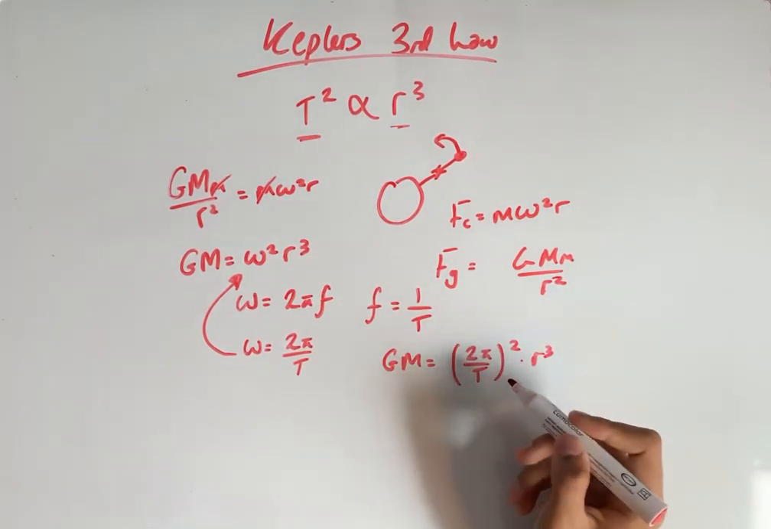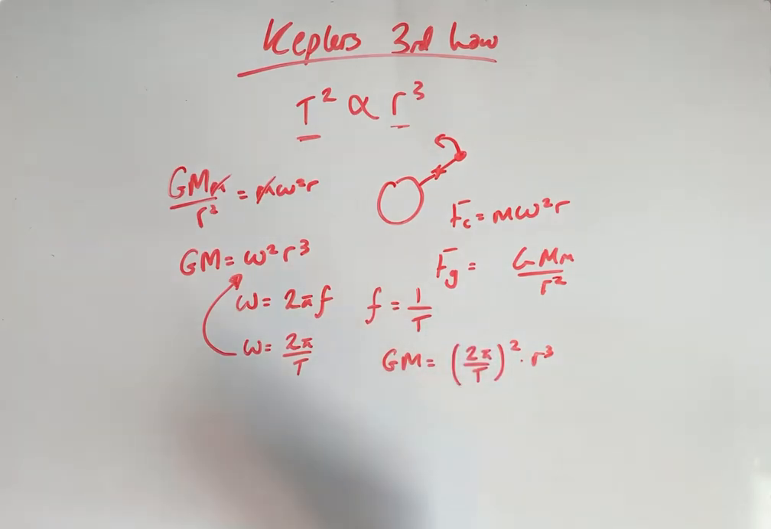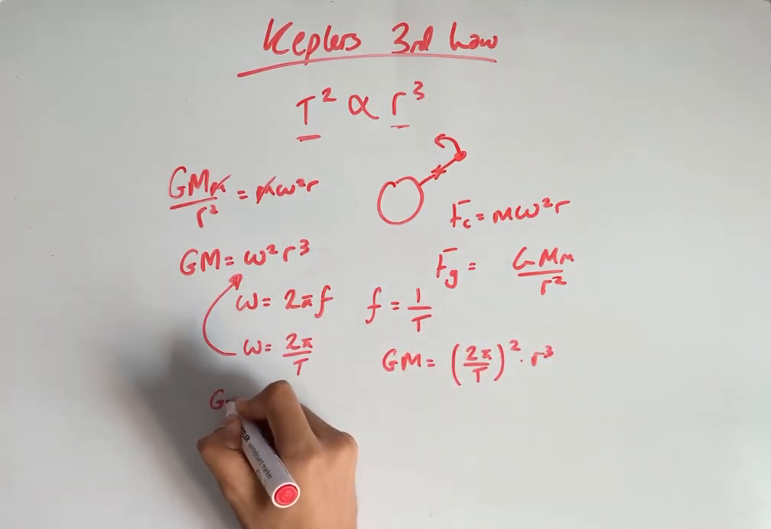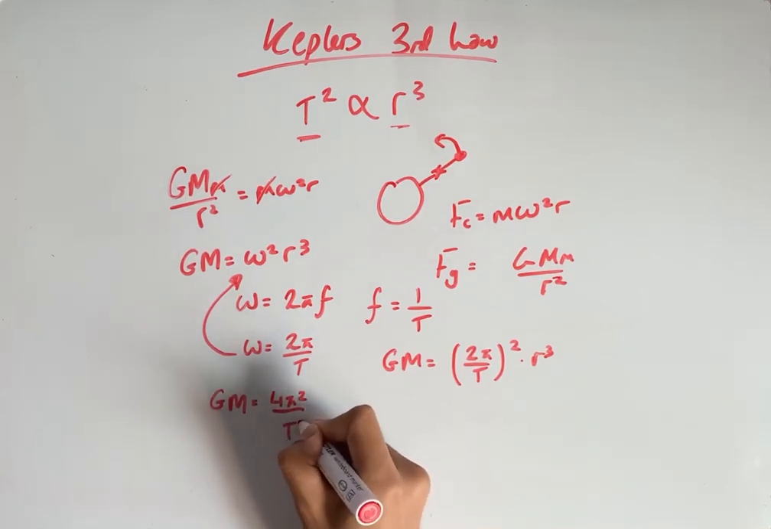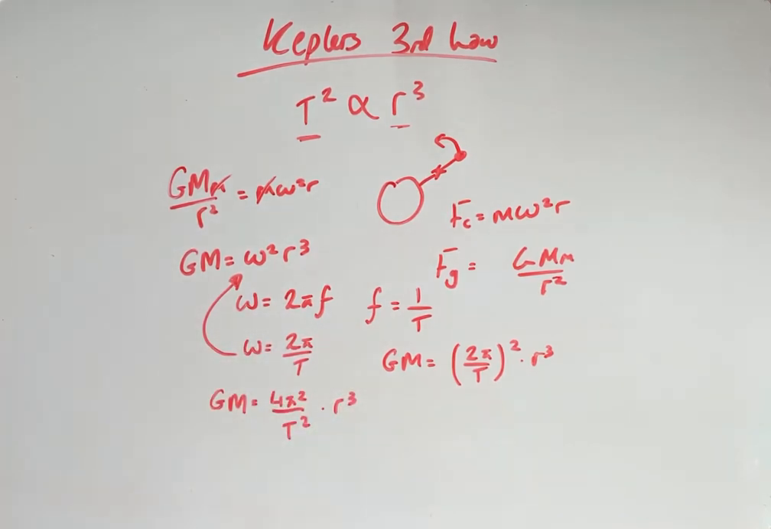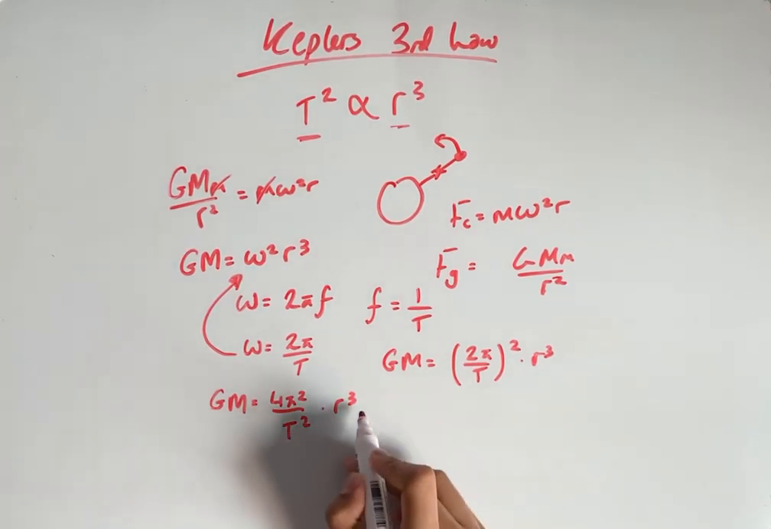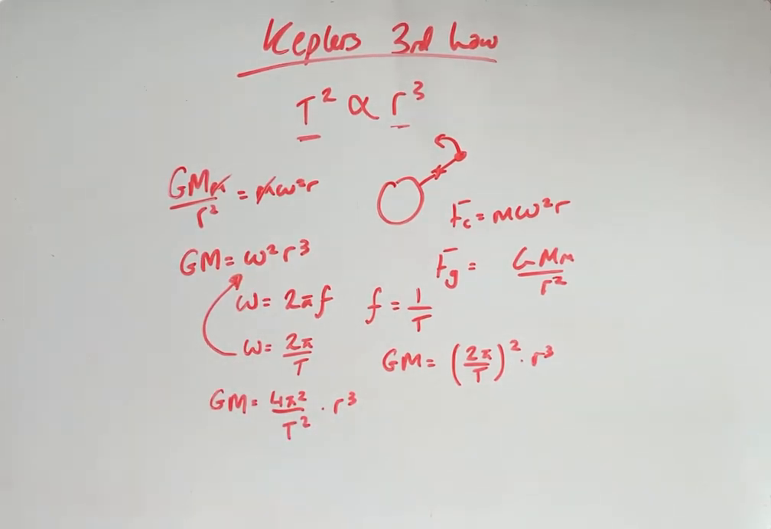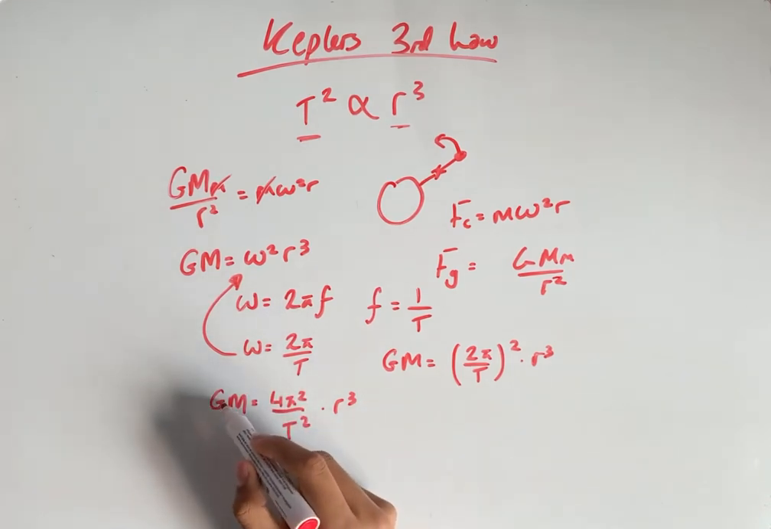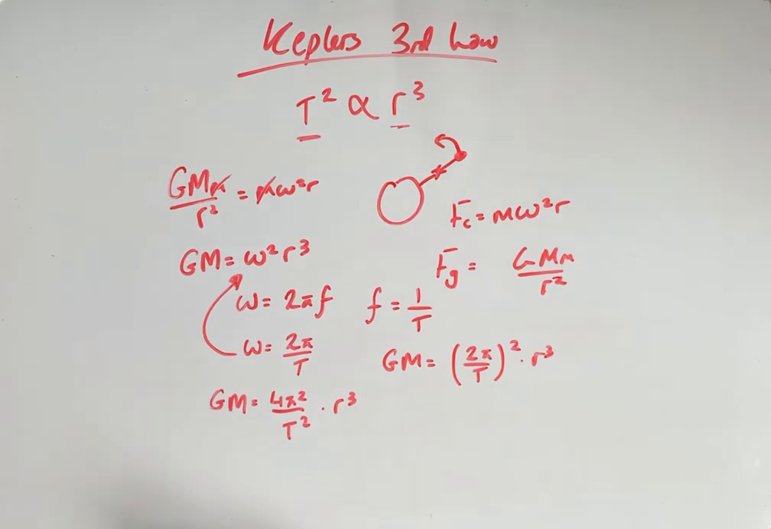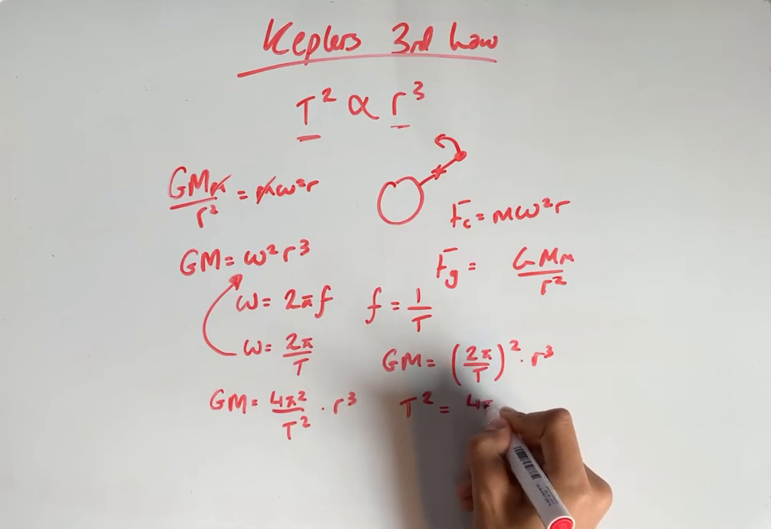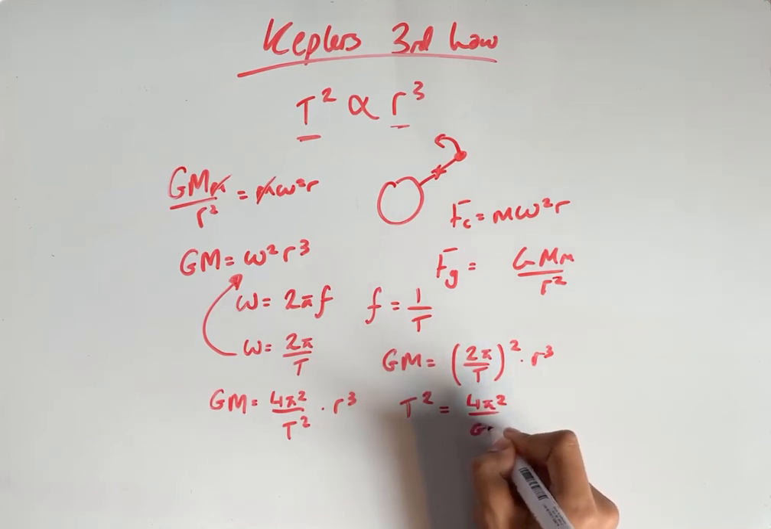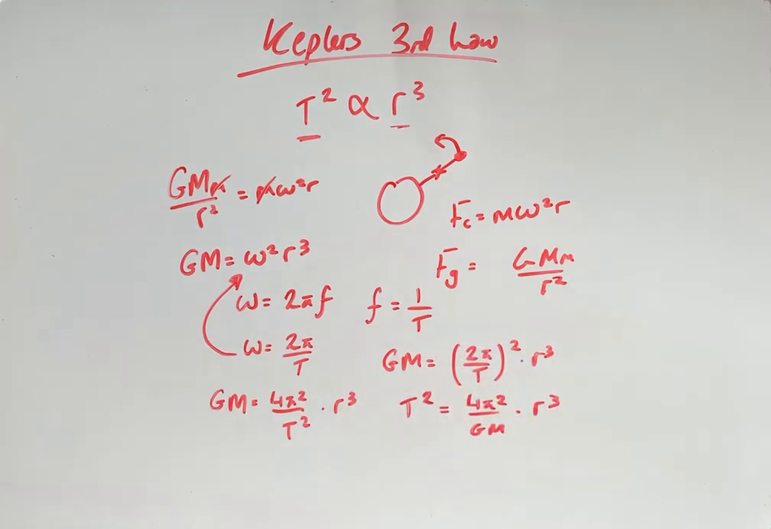Now remember, for this we have to square both the 2 and the pi, so expanding this out gives us GM equals 4 pi squared over T squared multiplied by r cubed. And you can see we're almost there because we have our T squared and we have our r cubed. So we're going to bring the T squared over here by multiplying both sides by T squared, and we're going to bring this GM over here by dividing both sides by GM. What that gives us is T squared equals 4 pi squared over GM multiplied by r cubed.